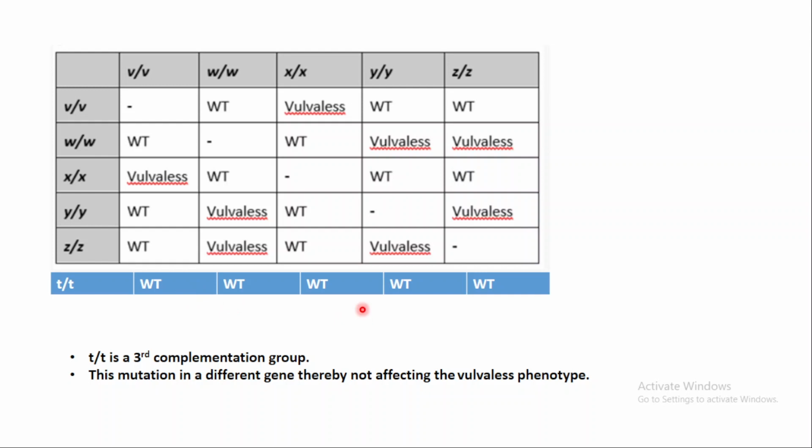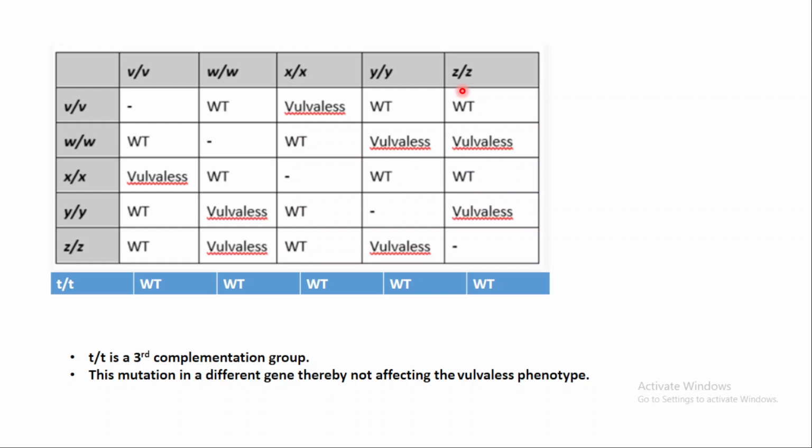That's why T by T is not in a complementation group with any of these mutations, and T by T also does not occur on any of these same genes. It will not occur with W, it will not occur with V, X, Y, Z, anything. It is on a whole different complementation group or gene. So this will be the correct answer.